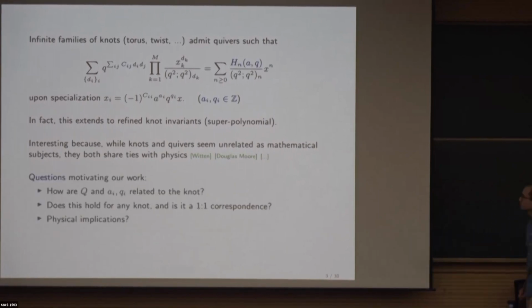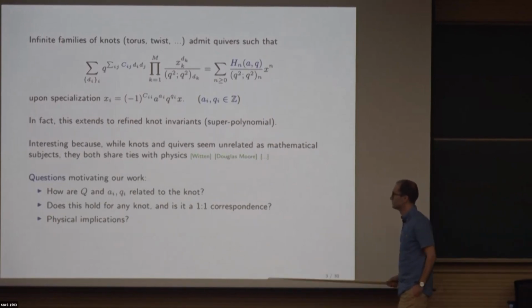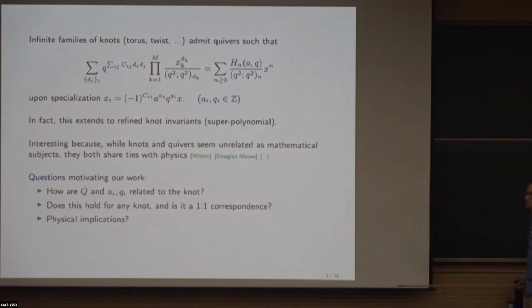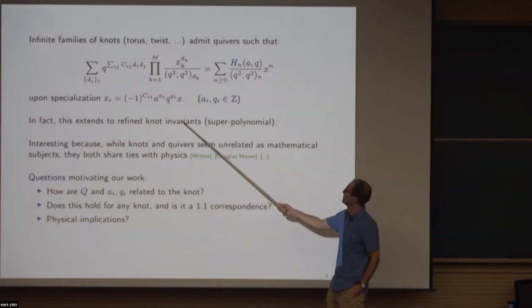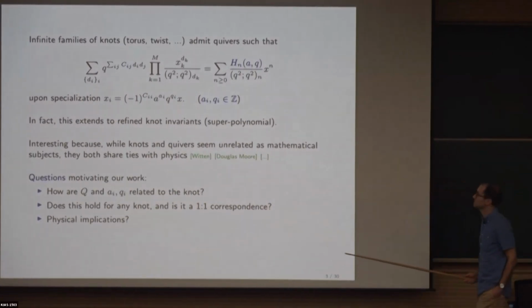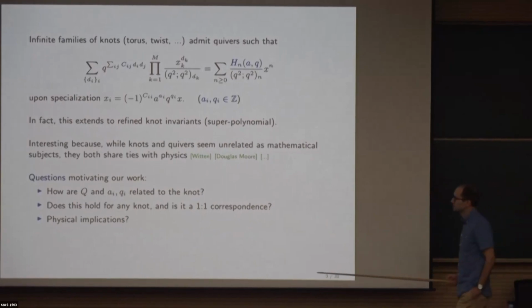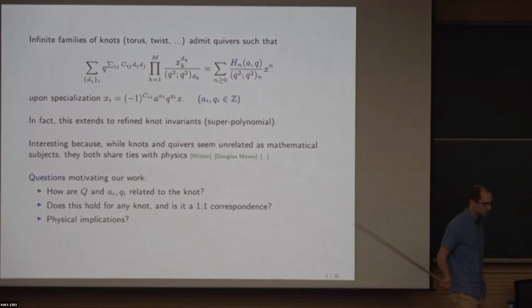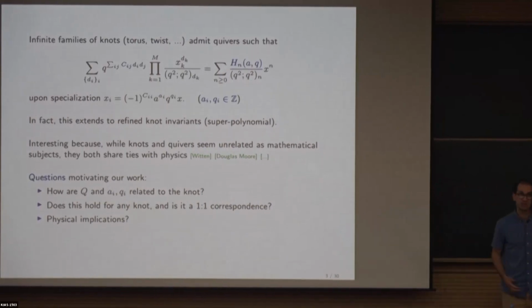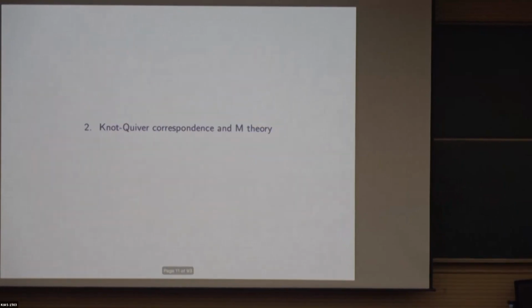So then one can ask many things about this correspondence from the viewpoint of physics. Well, first of all, is it possible to establish a relation between the quiver and the knot? What is the meaning of the nodes? What is the meaning of the arrows? And what is the meaning of the integers that define the specialization? And also, does this actually hold for any knot? Is it even a one-to-one correspondence? We're going to answer some of these questions. And then finally, whether it can teach us anything new about the physics that's related to knots and quivers.